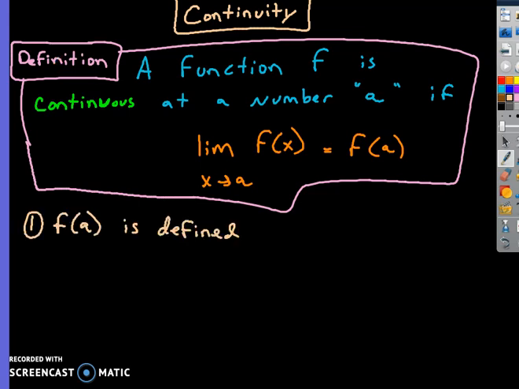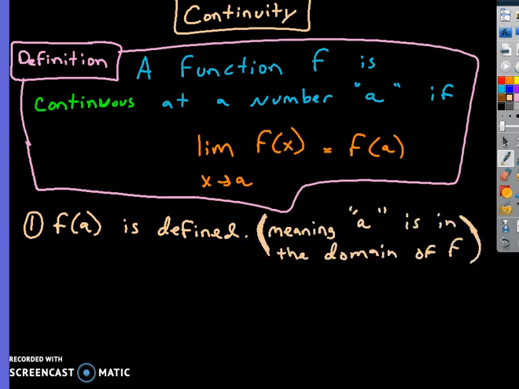One, f of a is defined. What we mean by defined is that a is in the domain of f. So a isn't a number that is undefined or causes a vertical asymptote or a hole in the graph that doesn't exist elsewhere. It is actually defined, it actually has a place on the graph, someplace that a actually exists.